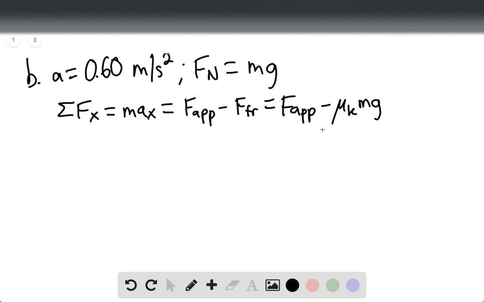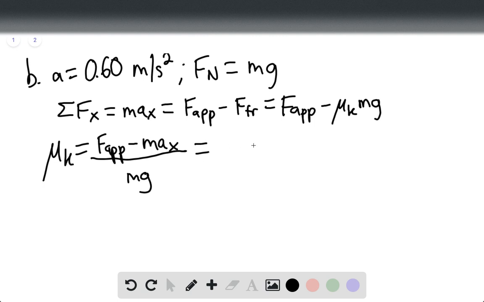so m a x will equal force applied minus mu k mg. And again, we're still trying to find mu k. So we can say that the coefficient of kinetic friction equals force applied minus m a sub x divided by, again, mg.